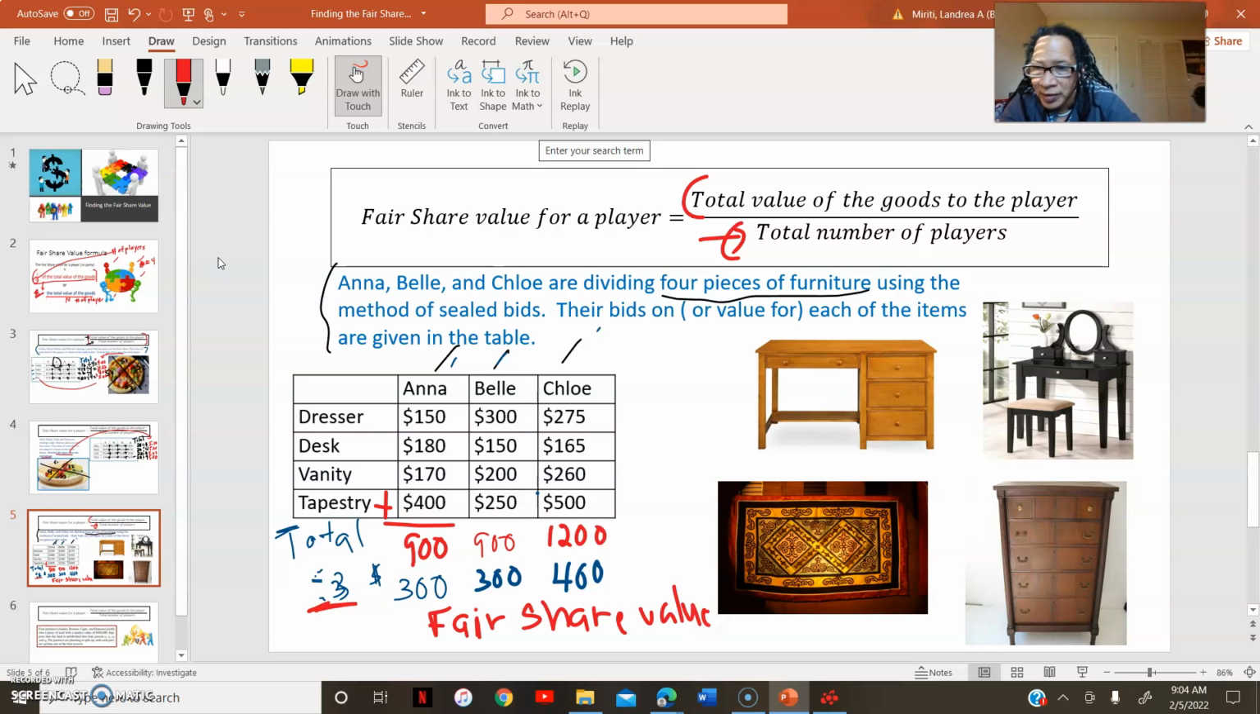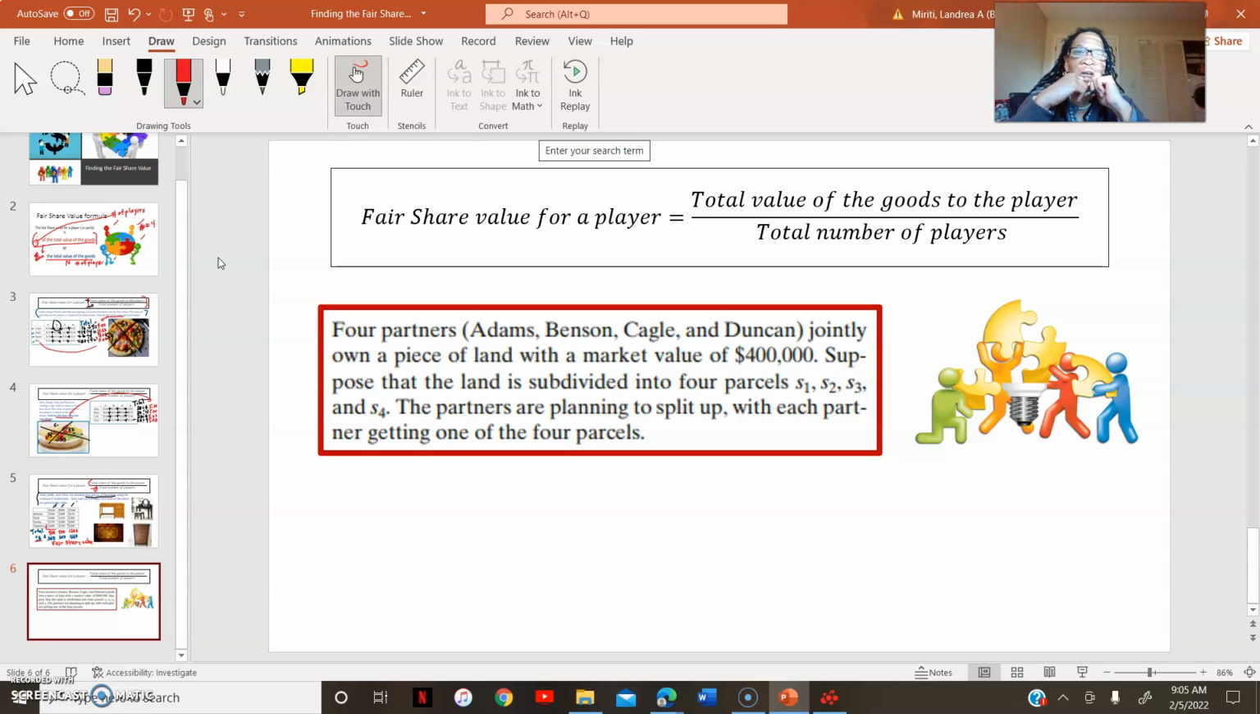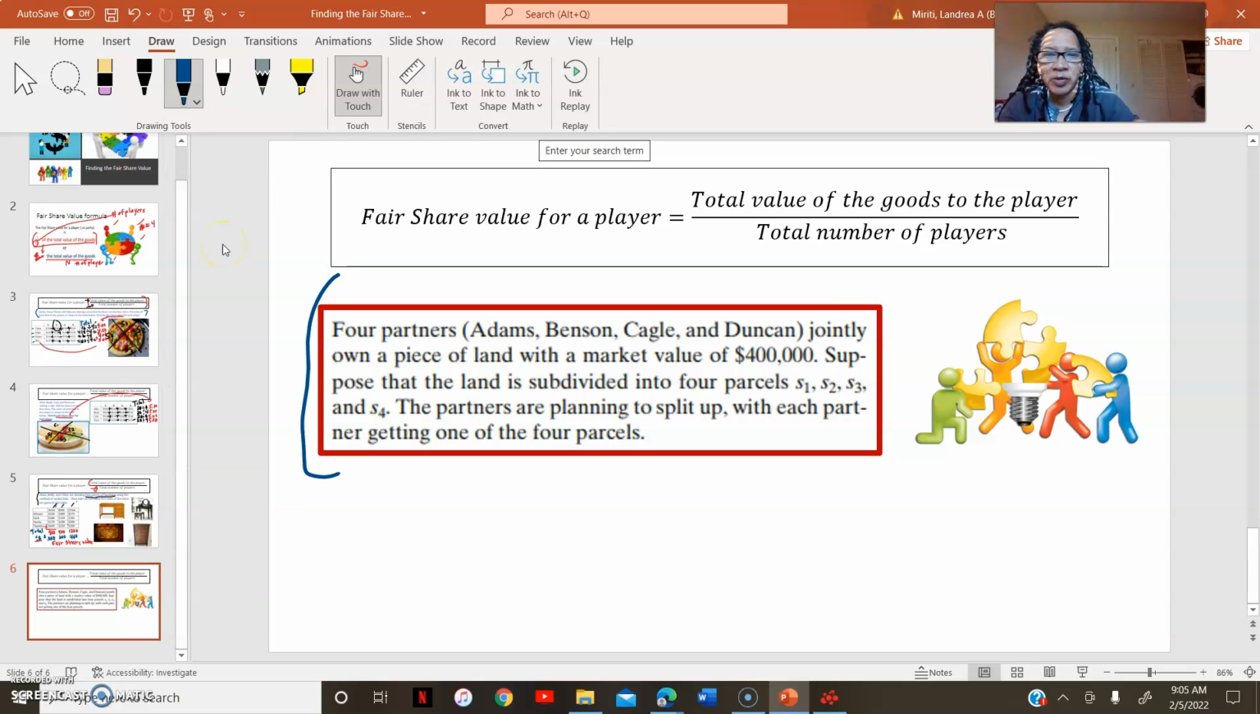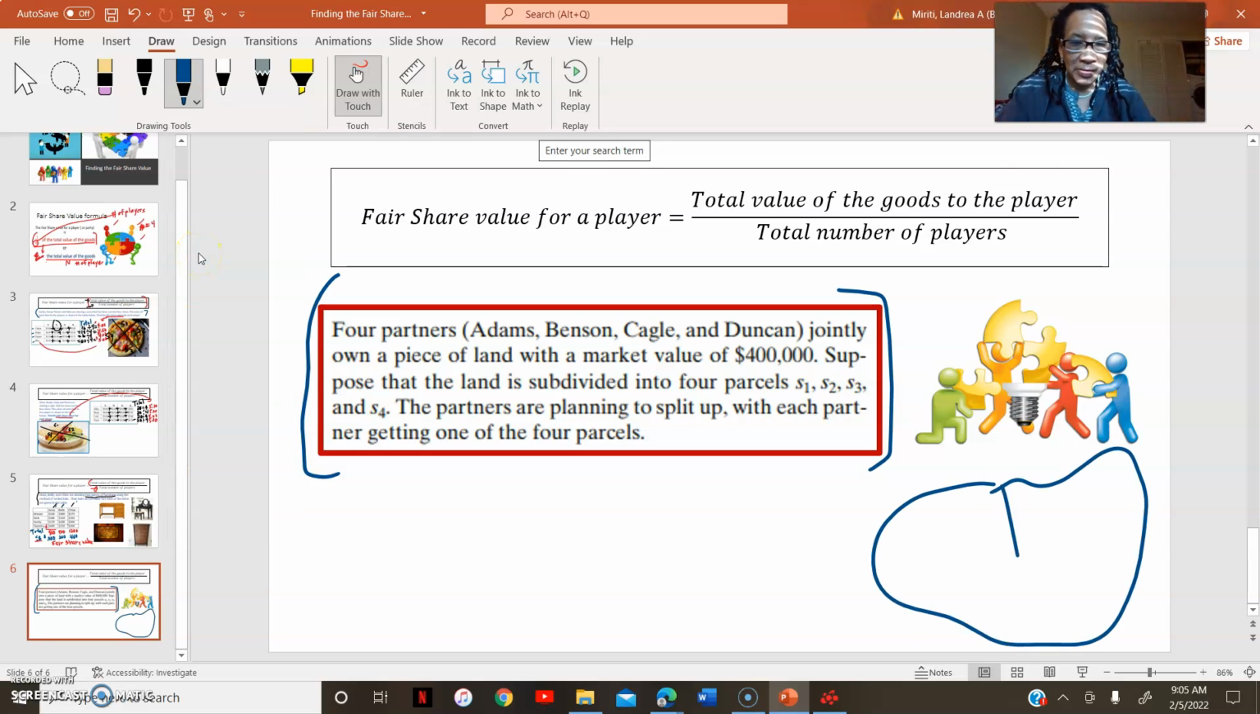And just one other little example, let's go here. This time we don't have a chart at all, but we do have some information about what's being shared and how many people are sharing it. Take a few minutes and read what the information is. So what do we know? That there's some piece of land that the 4 players want to share. Some piece of land, we don't know where it is. It's been cut up into 4 pieces.